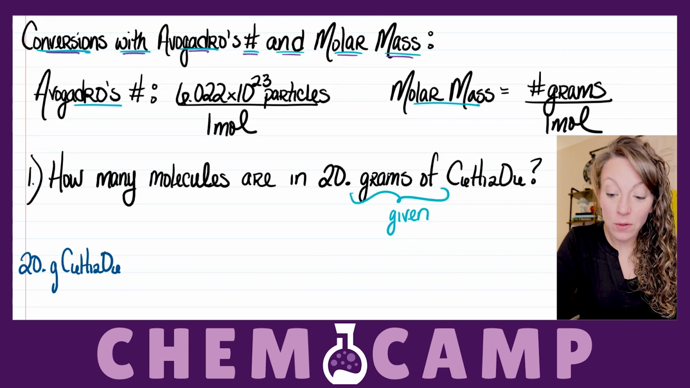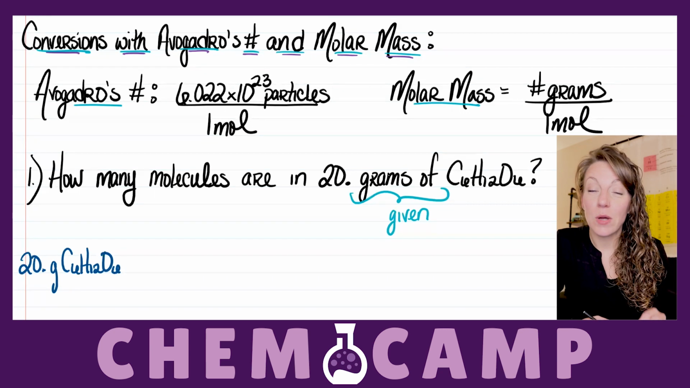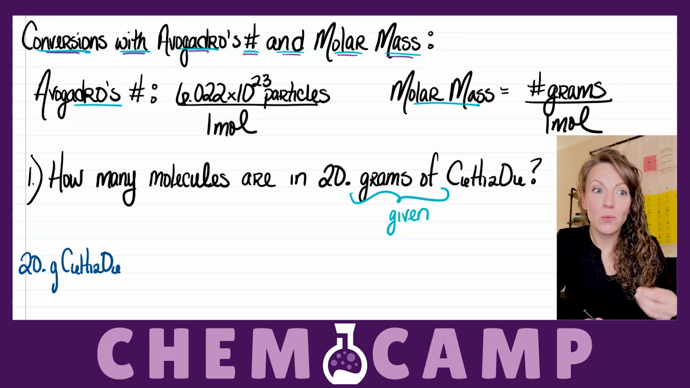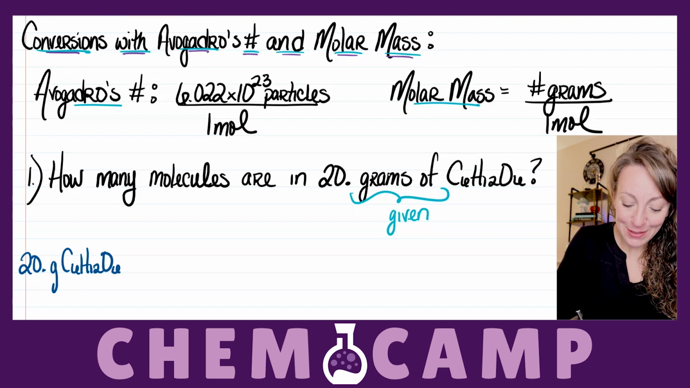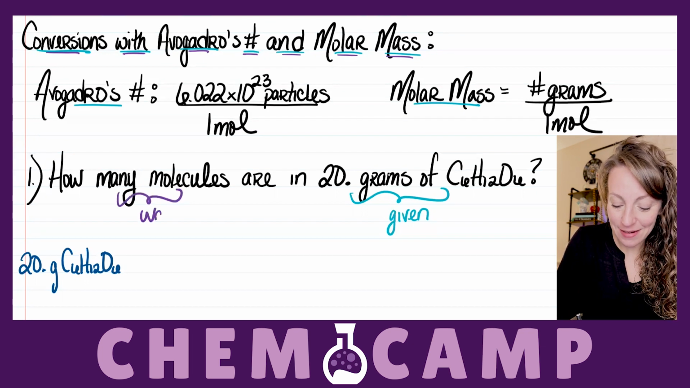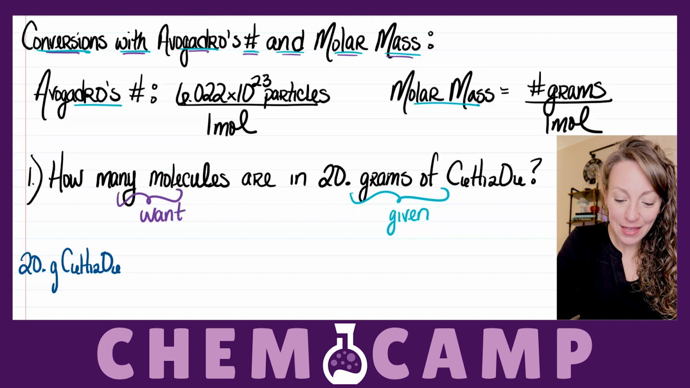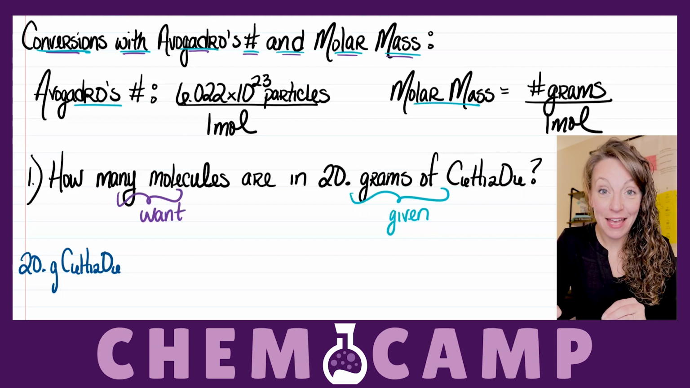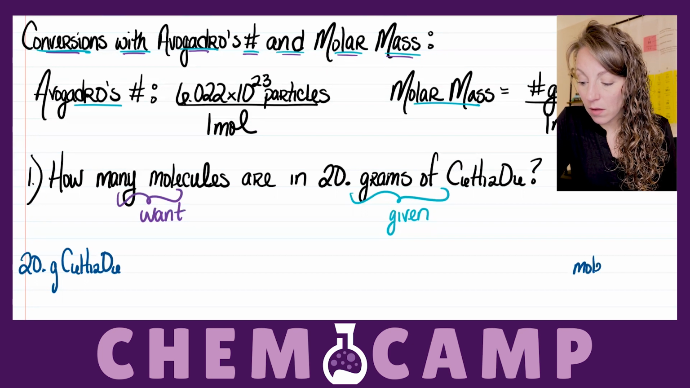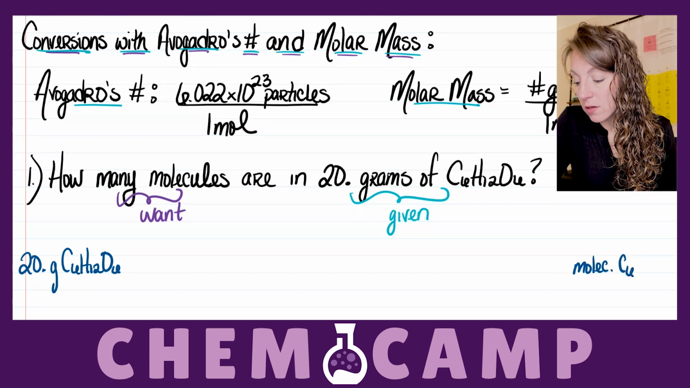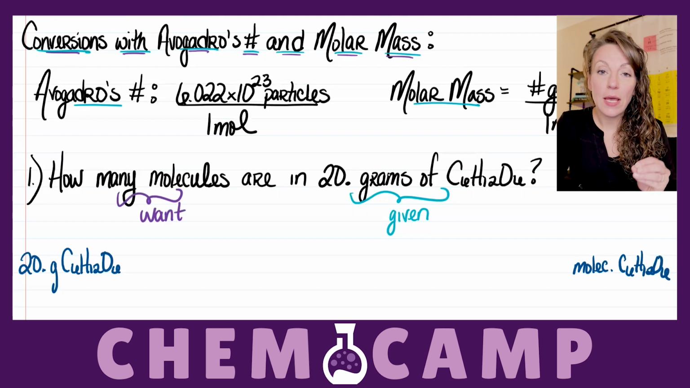The second thing you always want to pull out of the problem is what I refer to as the want, what you want to get to. This is just going to be a unit because you have to solve for the number. So in this case, our want is molecules. So I'm going to write that directly to the right side. So molecule of C6H12O6. This way I know where I'm starting and where I need to get to.